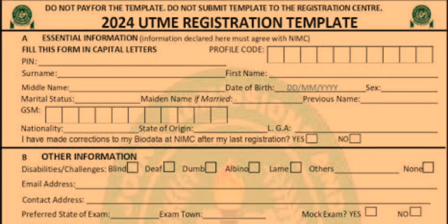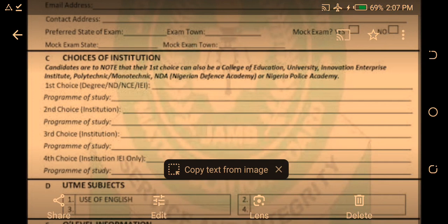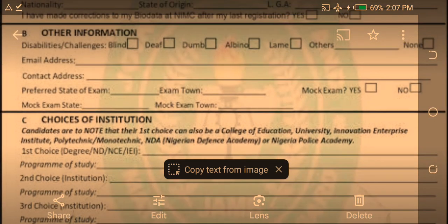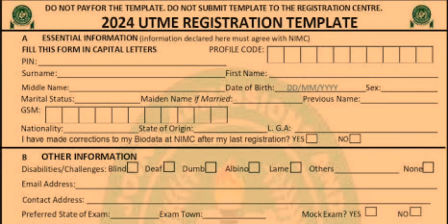Then after writing the JAMB PIN that you bought, you write your surname correctly. Your surname must be written correctly. Also, we recommend that you fill this form with capital letters. Then you write your surname, your first name, your middle name, then your date of birth, then your gender. Where they said sex, you write your gender. Then your marital status, if you are married or not, you write it there.